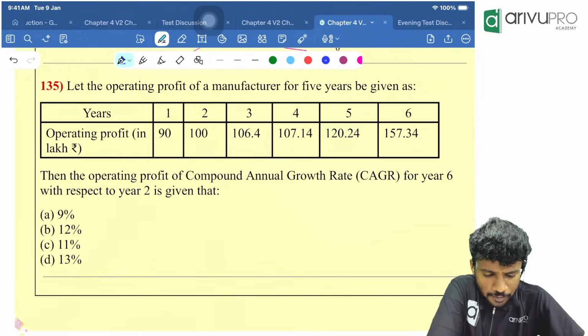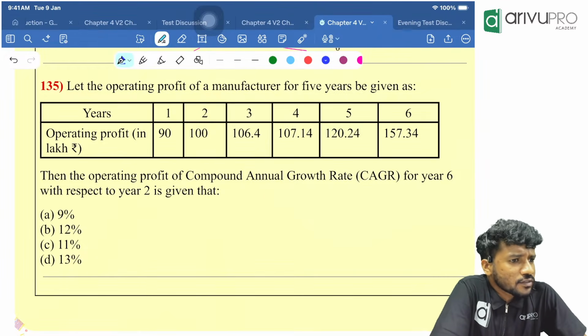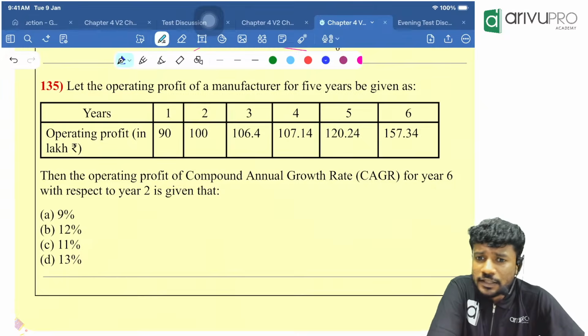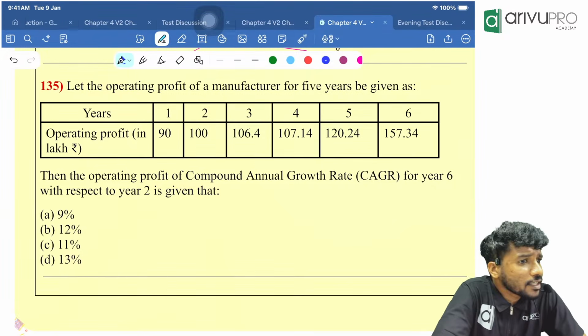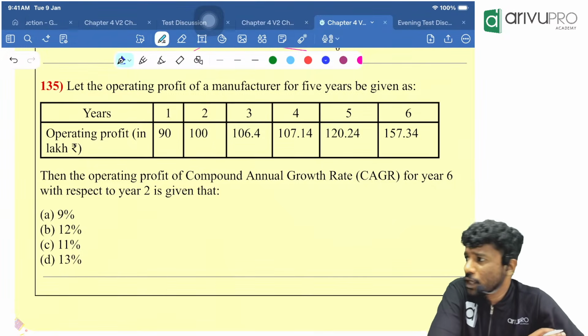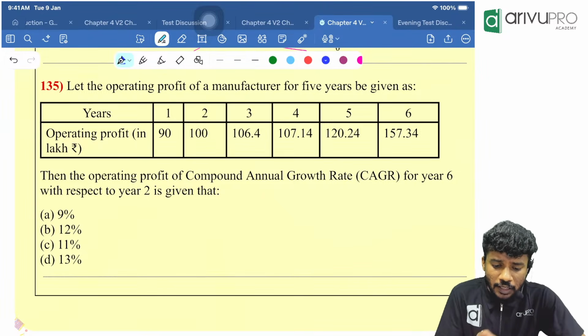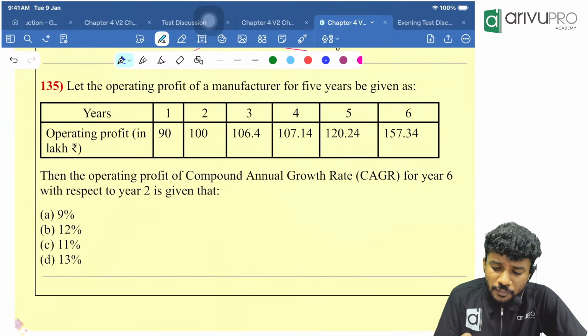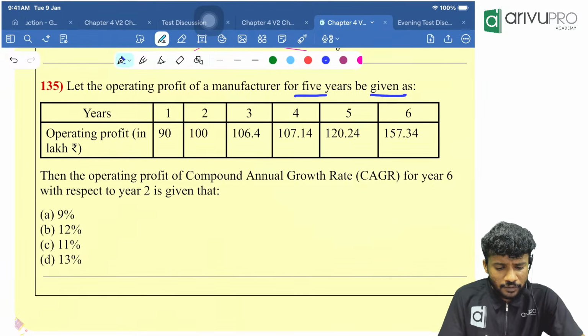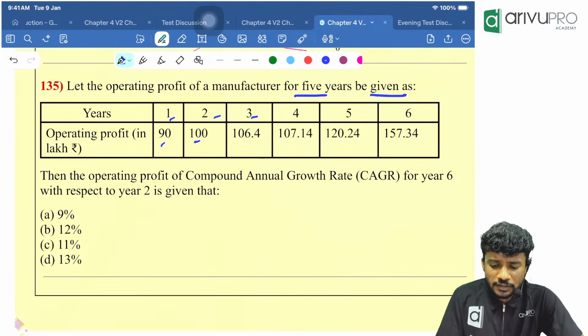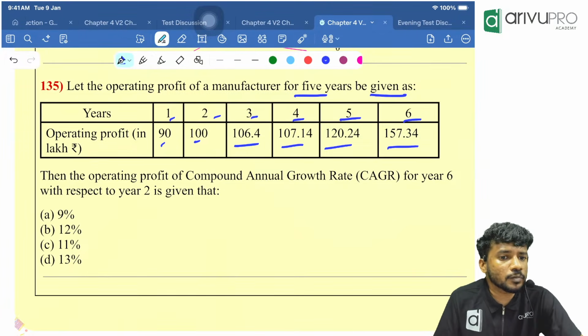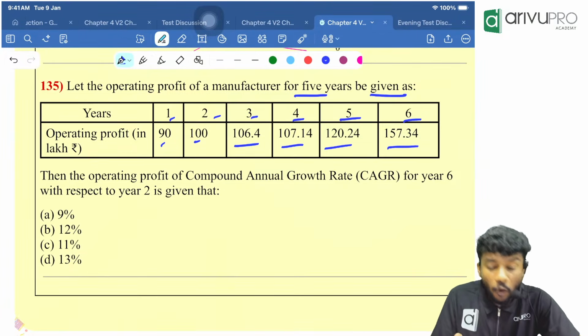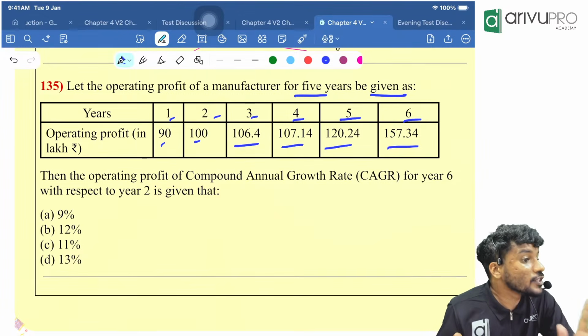Now, here people, they are asking us to find how much growth rate is happening at a particular department. That's what they are going to ask for us. Here, let the operating profit of a manufacturer for 5 years is given. They are giving the profit for the first year is 90, 2 years is 100, 3 years is 106, and so on up to 6 years. This is the operating profit for individual years.